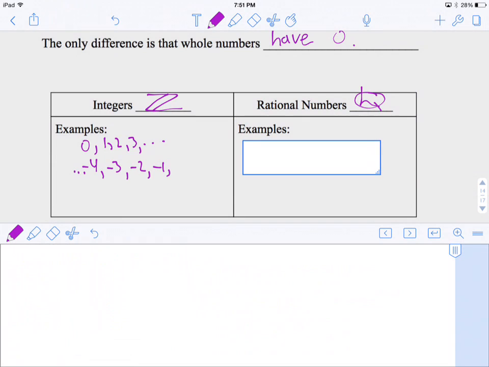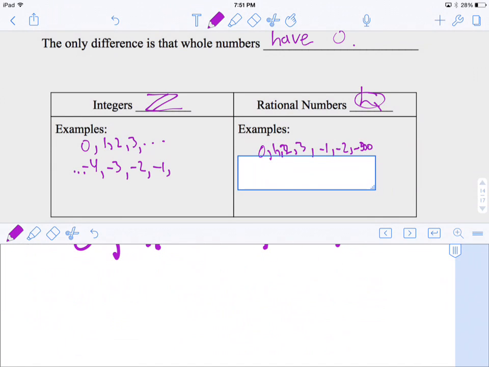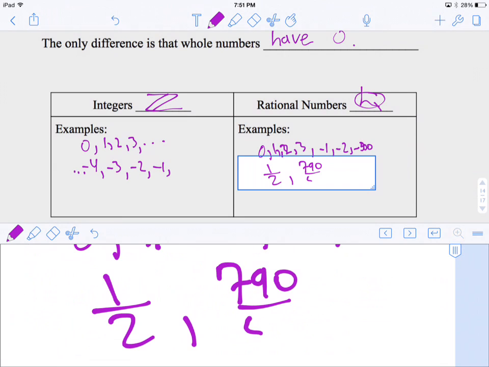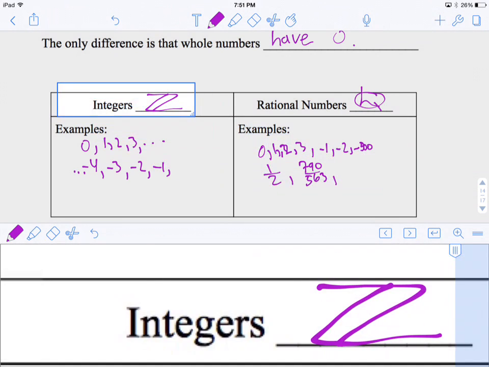So again, we have 0, 1, 2, 3. We also have -1, -2, -500, all of those numbers, remember? But we also have the fractions. So we have 1/2, we have 790 divided by 563, like anything that's written as a fraction or decimal. Well, not every decimal is a rational number, but most of our decimals will be rational. If you have a decimal that goes on forever and doesn't repeat, that's not rational. Okay, don't worry too much about that. Just keep in mind the difference between integers and rational numbers.